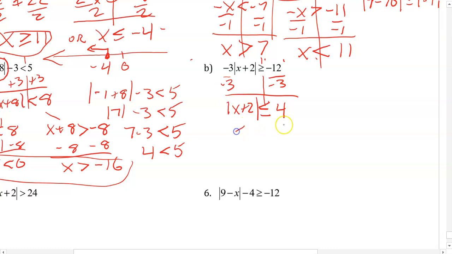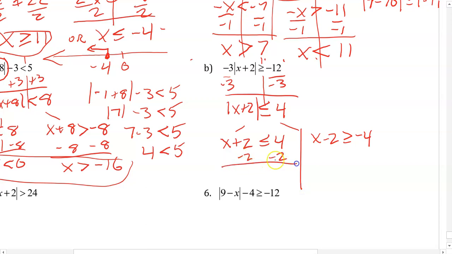Now I'll split this out into two problems. So either the positive outcome of the absolute value is less than or equal to positive 4, or the negative outcome of the absolute value is greater than or equal to negative 4. I'll solve the left equation first. I'll subtract 2 from each side. And I get x less than or equal to 2. On the right equation, I'll add 2 to each side.